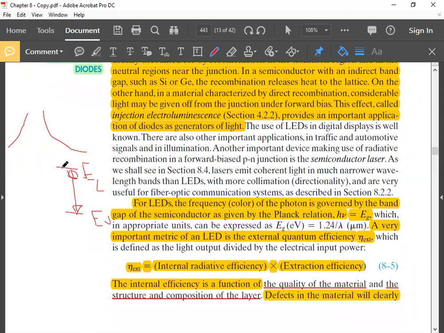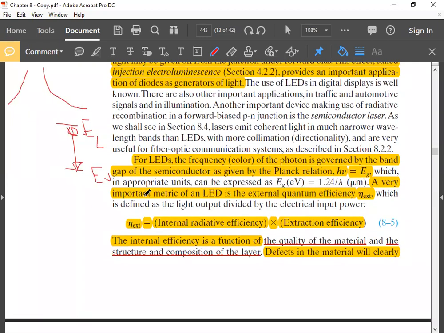So what is happening here? You can control the frequency. Frequency controls the color. You can control the frequency of the emitted light by choosing a suitable semiconductor with suitable band gap. Okay, this Eg. So nu equal to Eg by h. So depending on your requirement, you can choose a particular material with particular Eg so that you get a particular nu or frequency or color.